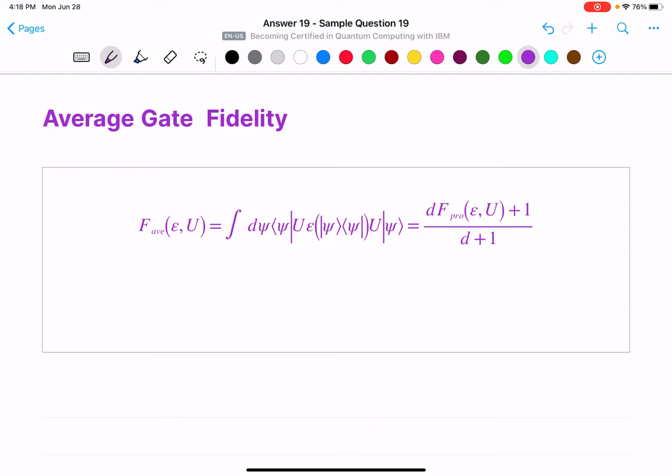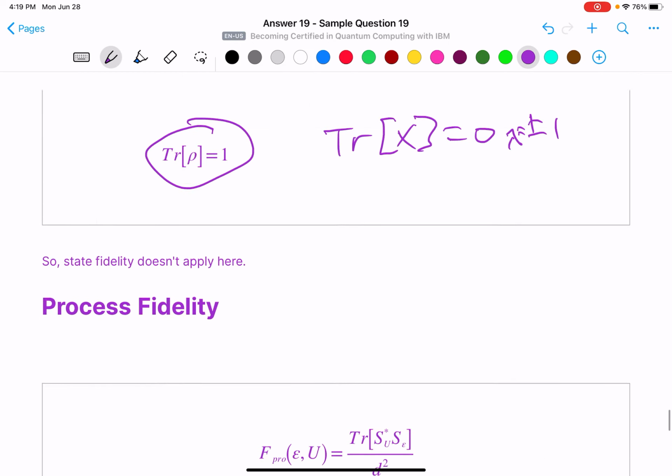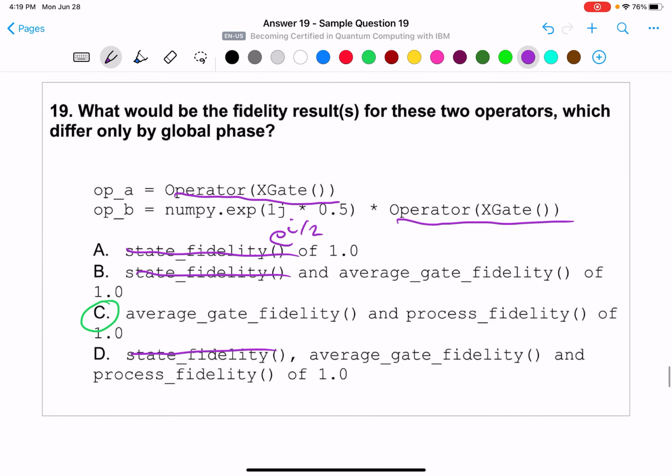So the average gate fidelity is equal to this crazy integral, or if we have the fidelity of the process, it's equal to the dimension times the fidelity of the process plus 1, divided by the dimension times the dimension plus 1, which is 2 plus 1. And that equals 3. So there we go. 3 over 3 is 1. And we verify that C is the correct answer.